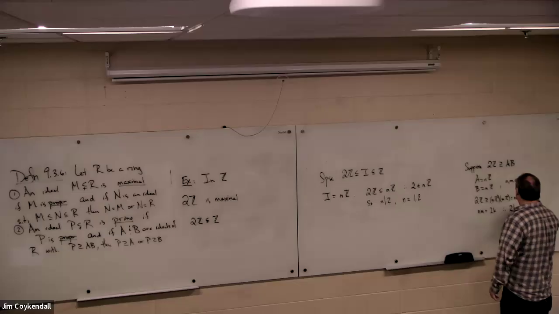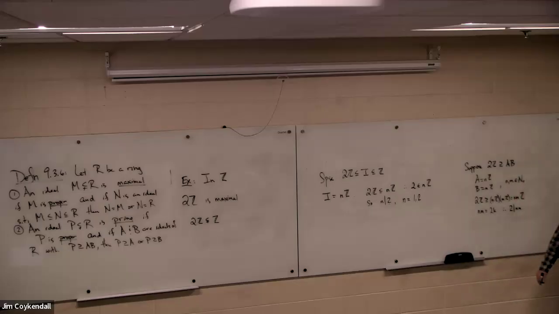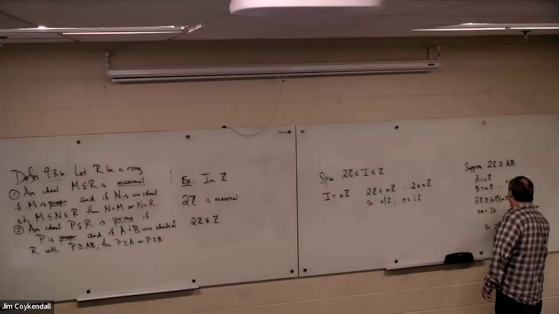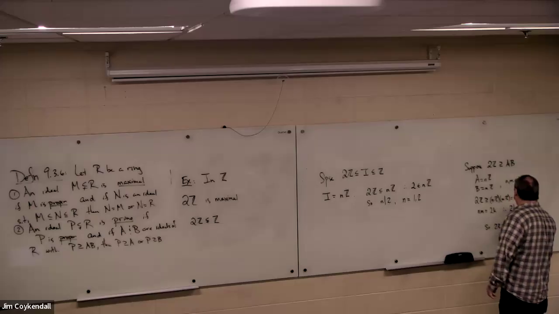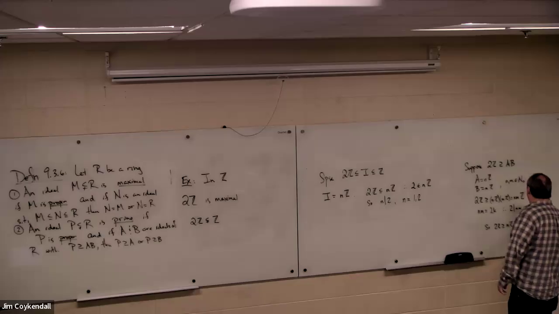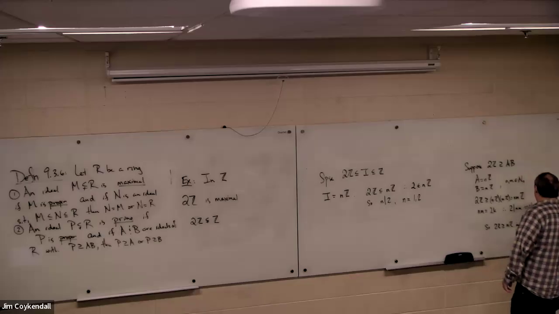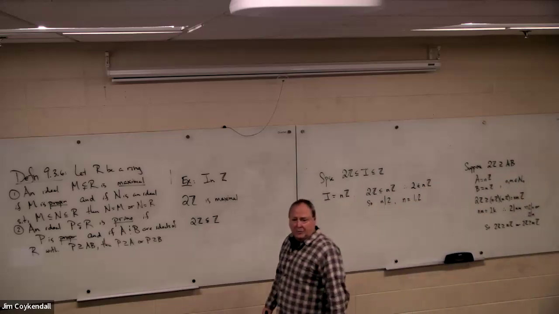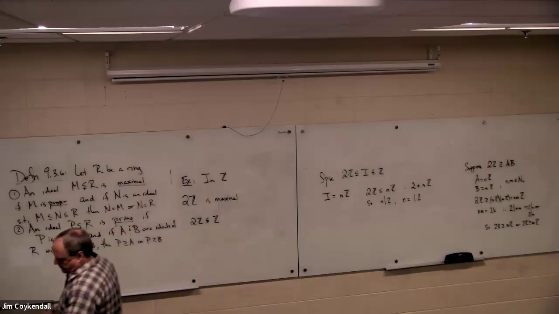Therefore, 2 divides nm. But 2 is a prime number, right? So 2 divides n, or 2 divides m. And in the first case, this means that 2Z contains nZ, or 2Z contains mZ. So 2Z contains A or 2Z contains B. So this is a prime ideal as well.